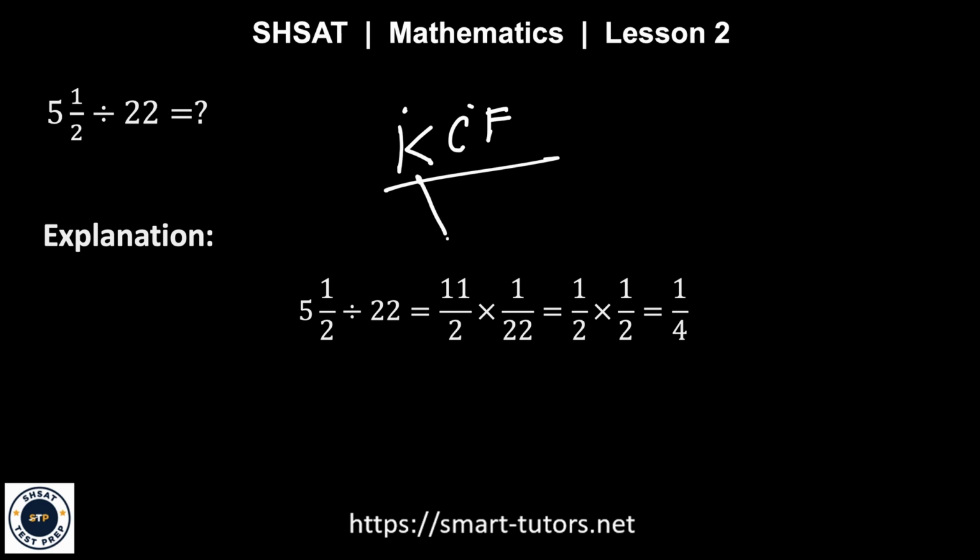That means keep, change, flip. You have to keep whatever you have on the left side, change the division sign into multiplication, and then flip it. So you could see here I had 11 over 2 times 1 over 22. Now if you simplify it or multiply top to top, bottom to bottom, you will get exactly the same number. That gives you 1/2 times 1/2 equal to 1 over 4. Make sure that you learn it. Kentucky Chicken Fry, KCF, keep change flip.